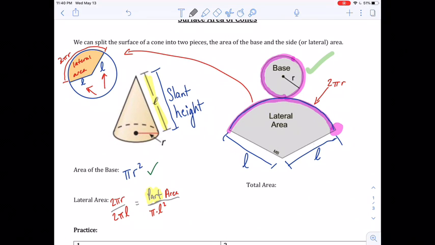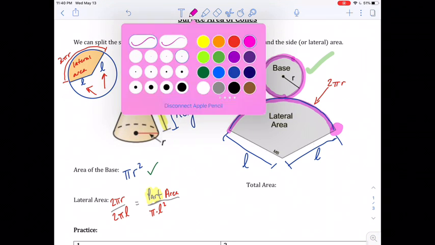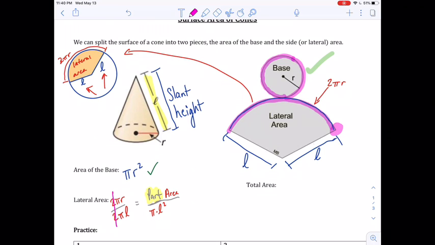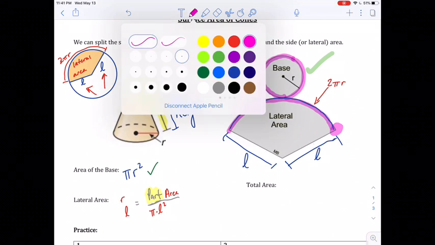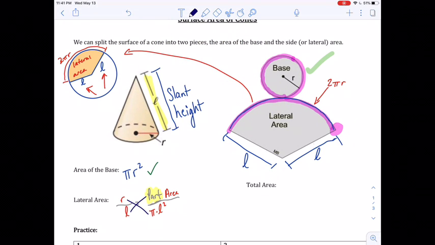So let's do some simplifying here. So what can I cancel? The 2's, the pi, and now let's get rid of those. The 2 and the pi canceled. And now if I cross multiply, I get r times pi L squared equals the part I want times L.